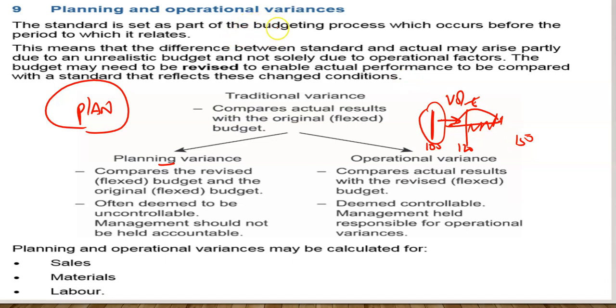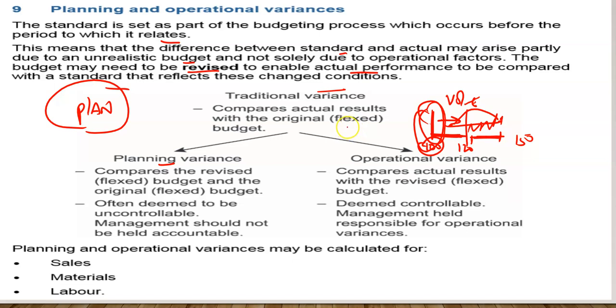The standard is set as part of the budgeting process, which occurs before the period to which it relates. This means the difference between standard and actual may arise partly due to an unrealistic budget. This might be an old budget, so we need to revise it. What you're watching out for is what the original standard was and what it has adjusted to. Do that first, and that is the planning variance. Everything else becomes the operational variance, what you actually did. It may be important to revise it to enable actual performance to be compared with a standard that reflects these changed conditions.